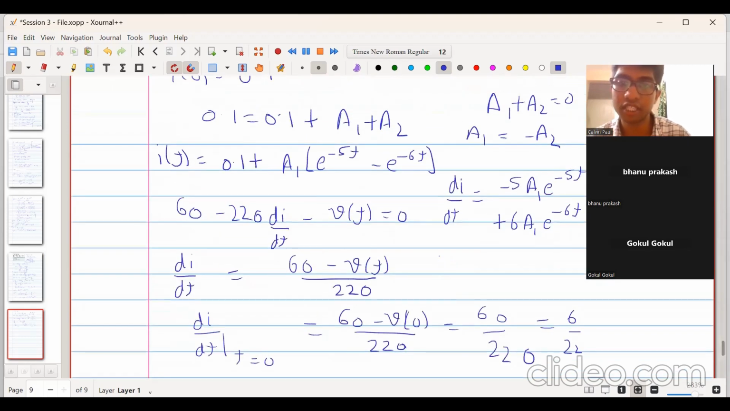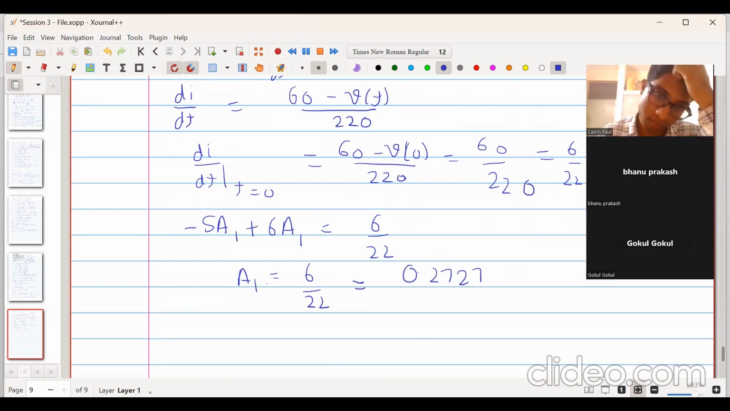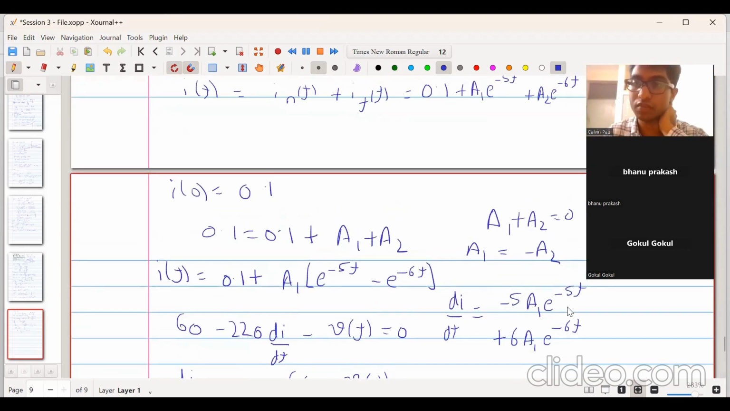When we substitute t equal to 0, we will get minus 5A1 plus 6A1 will be equal to 6 upon 22. So we get A1 to be equal to 6 upon 22, that is equal to 0.2727. This is a bit fast I did, but what I did is di of dt is equal to minus 5A1 e to the power minus 5t plus 6A1 into e to the power minus 6t. When I substitute t equal to 0, it will become minus 5A1 plus 6A1, that is equal to A1.